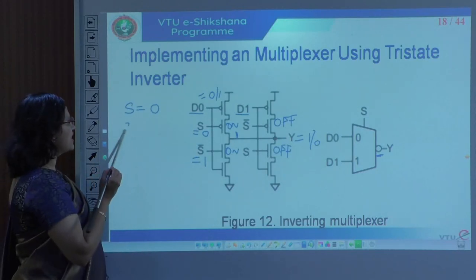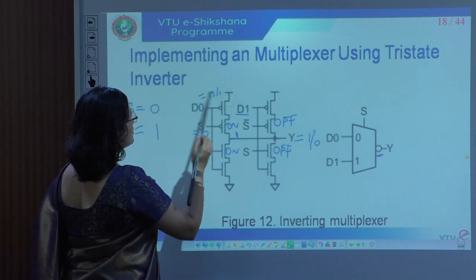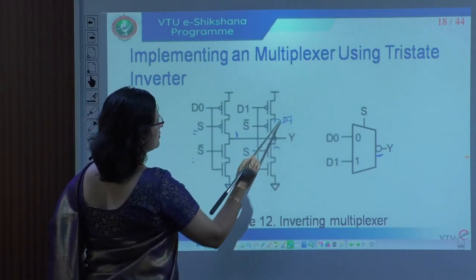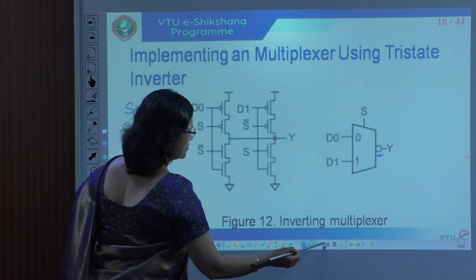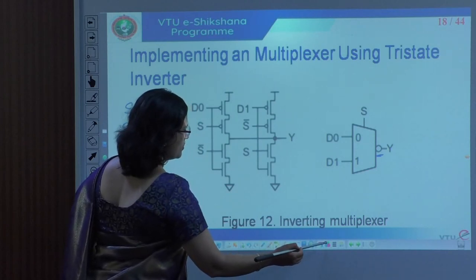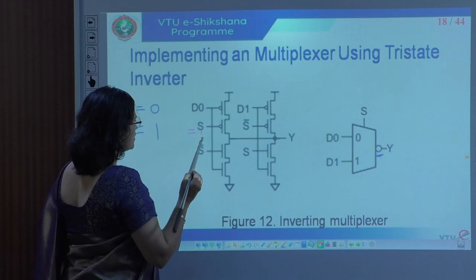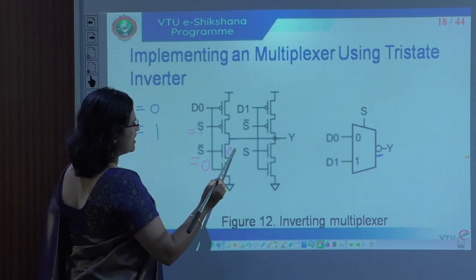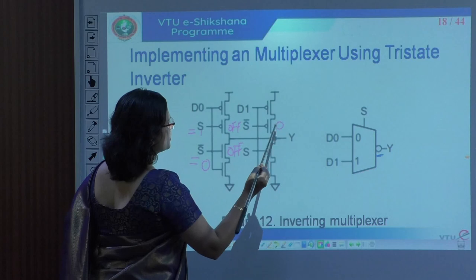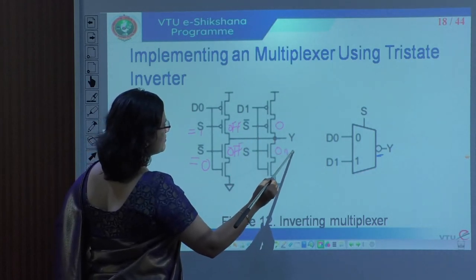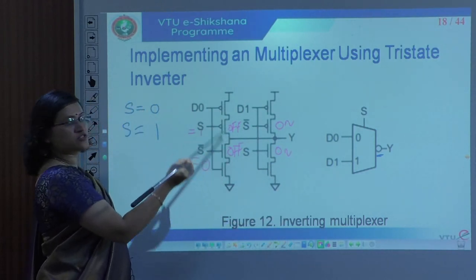Okay. So now if you take S is equal to 1, S is 1, so S bar will be 0. So both the transistors will be off here. And here, since S is equal to 1, this transistor will be on, and this transistor is also on. So now these two transistors are off, so the switch is open.